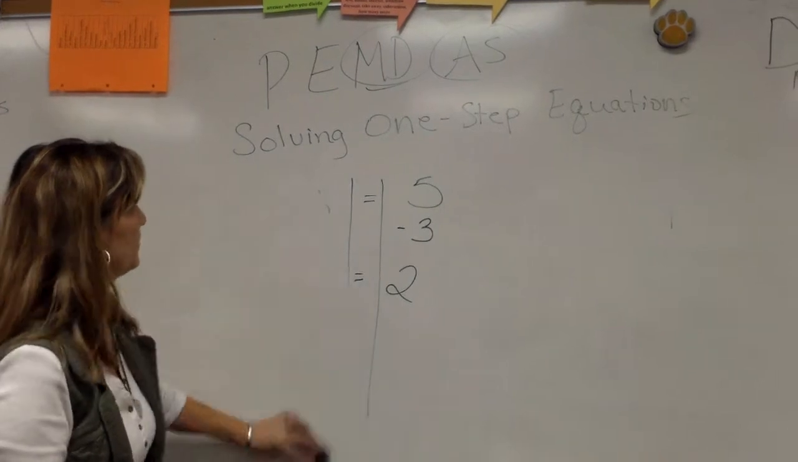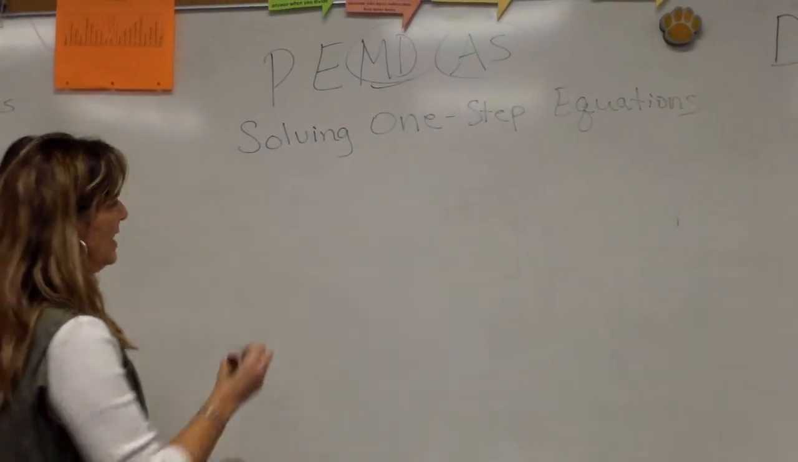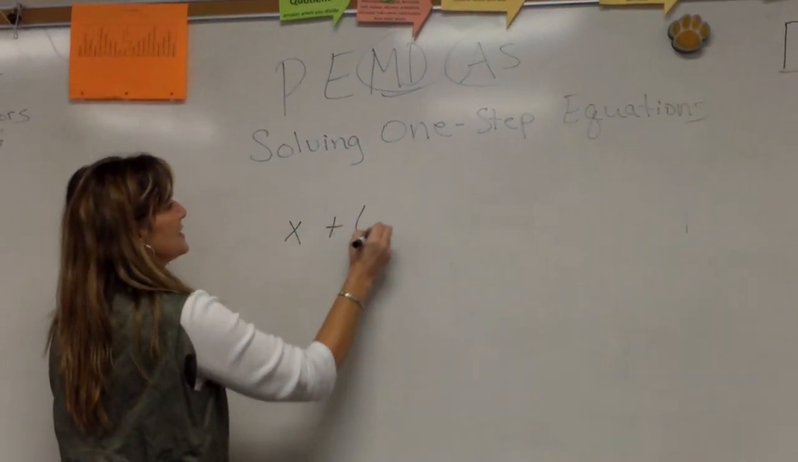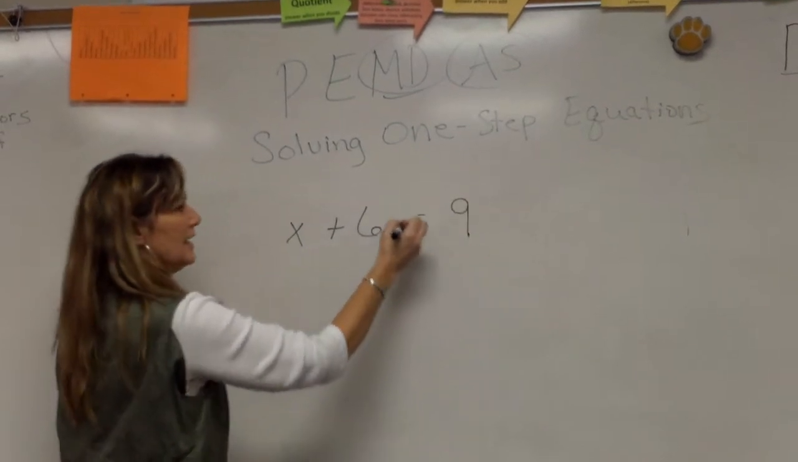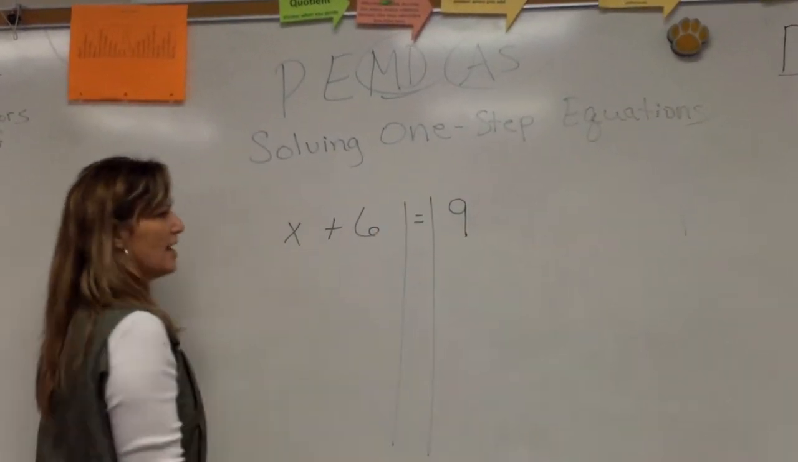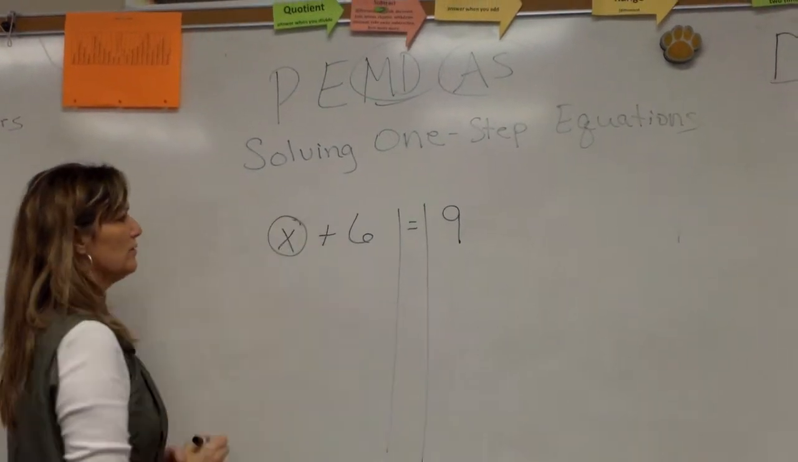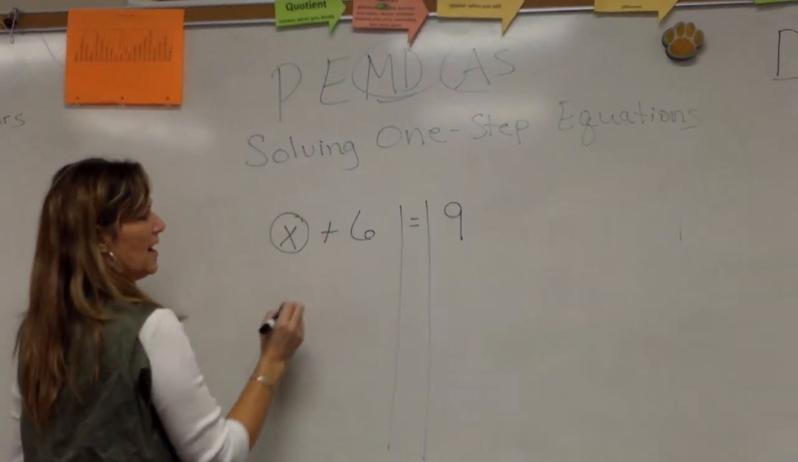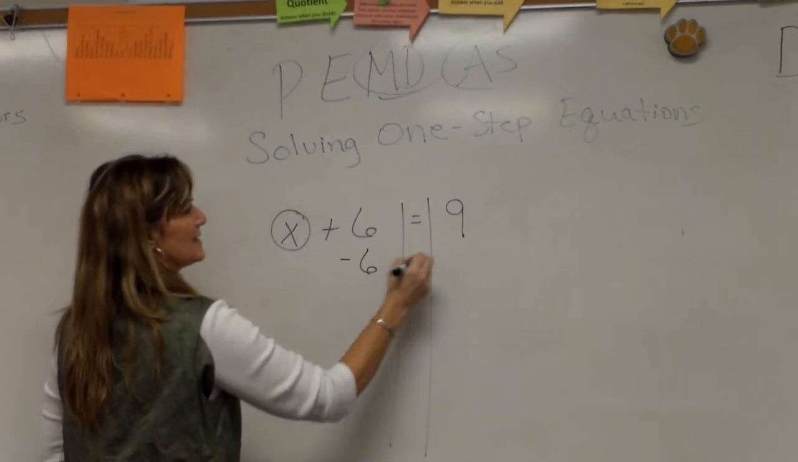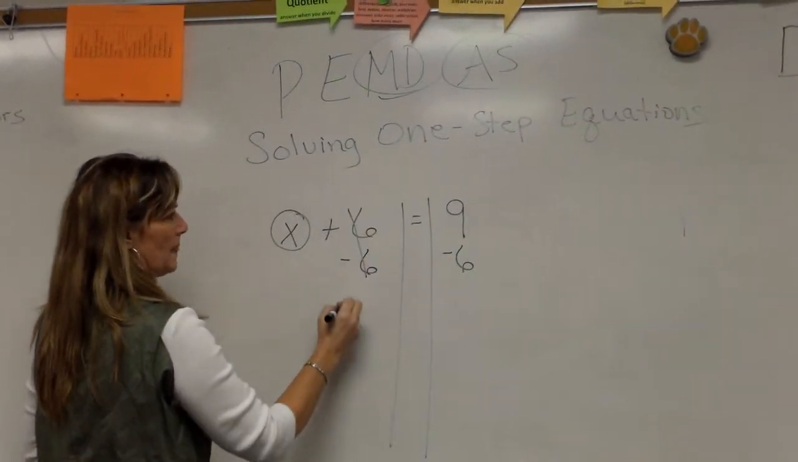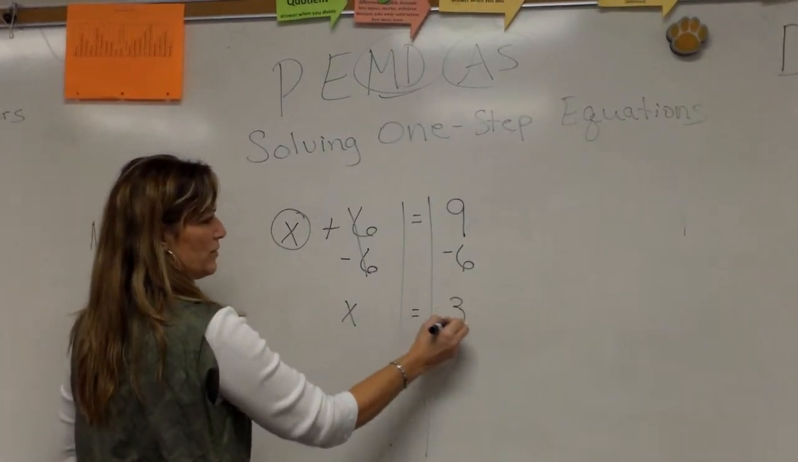Let's try another. If I have x plus 6 equals 9. Again, choo-choo tracks to separate my sides. I want my variable by himself. The opposite of plus 6 is minus 6. X equals 3.